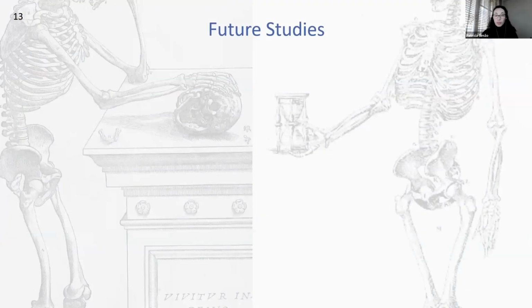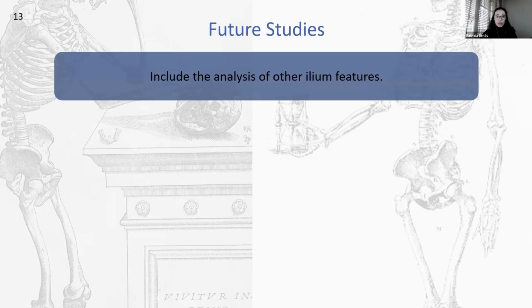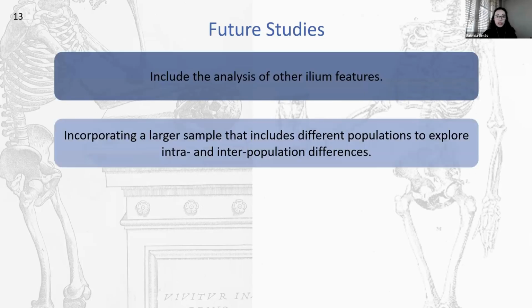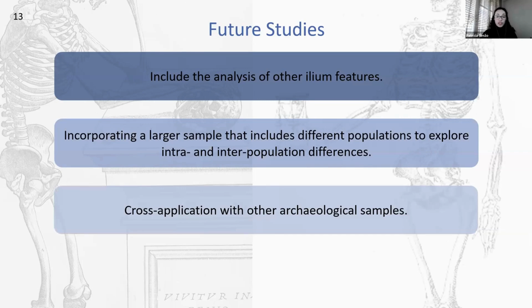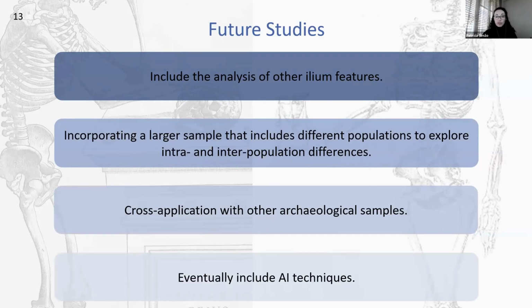So, given the importance of human osteological remains in understanding past populations, these findings require further investigation. Future research should analyze more iliac features and incorporate a larger sample to examine intra- and interpopulation differences. Moreover, cross-validation and cross-application with other archaeological samples and the use of AI techniques should be considered.